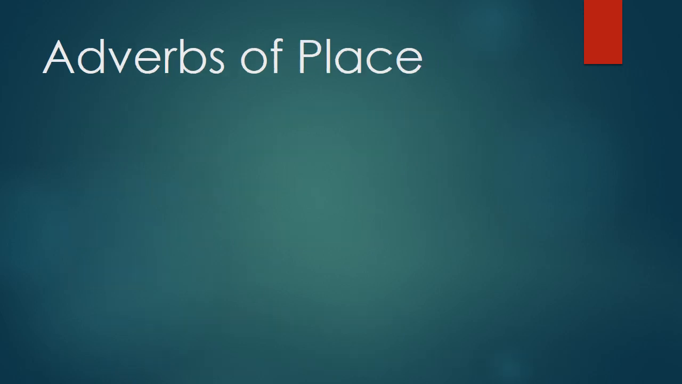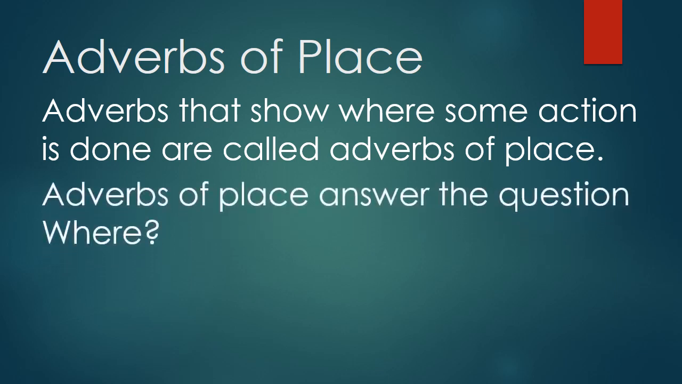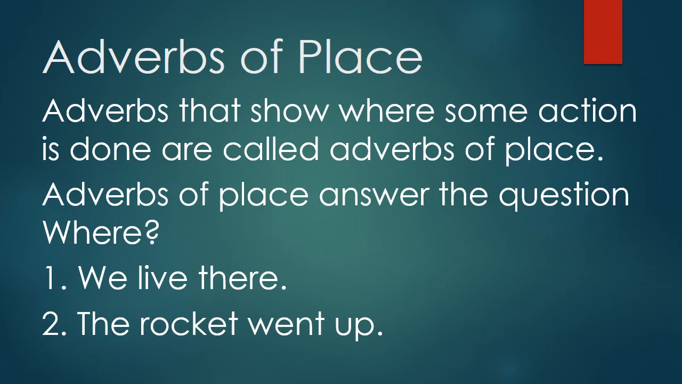Next is adverb of place. Adverbs that show where some action is done are called adverbs of place. Adverbs of place answer the question where. For example, we live there. But if I ask the question, where do you live? You will answer, we live there. So here we are getting the answer of where. The rocket went up. Where did the rocket go? It went up.